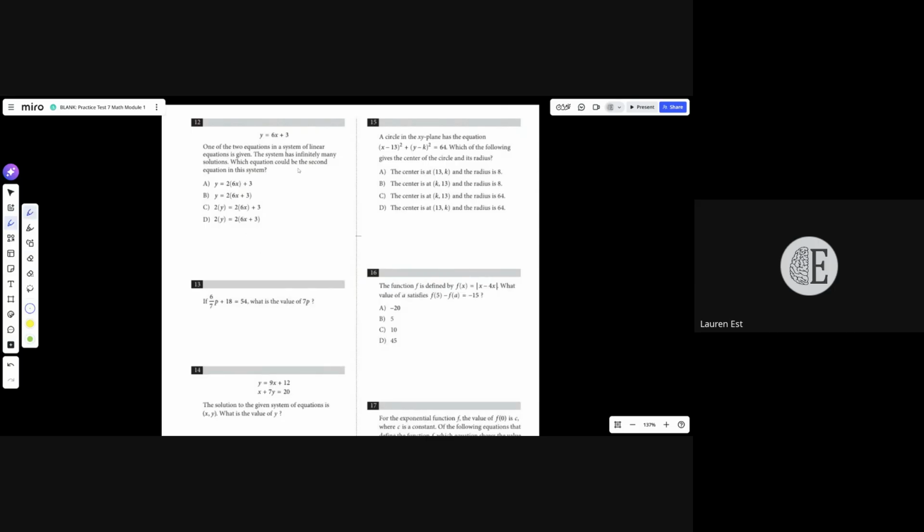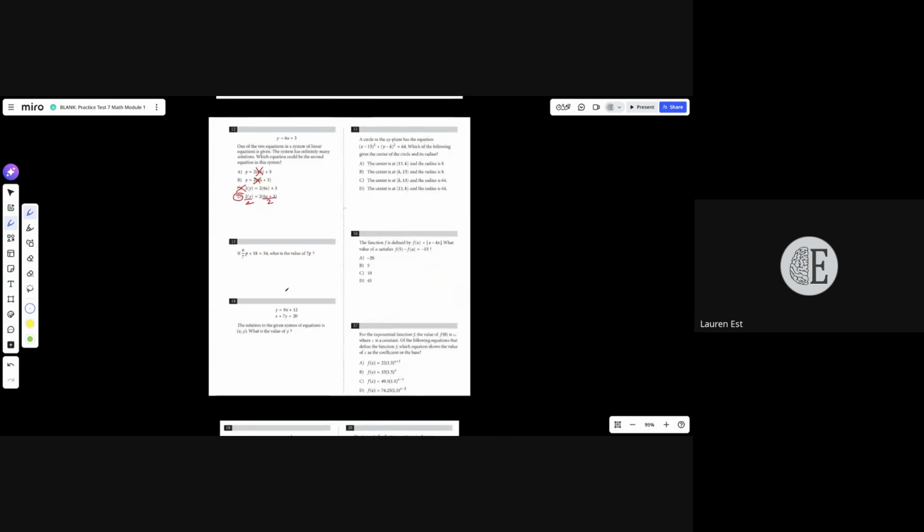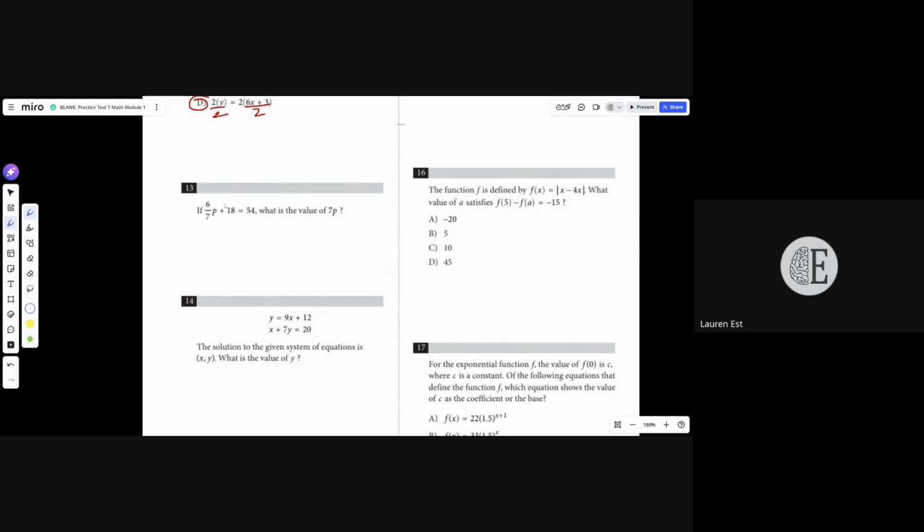One of the two equations in a system of linear equations is given. The system has infinitely many solutions. What could be the second? It's anything that's rewritten. They're two lines exactly on top of each other. This is not right. They need to have the same slope and y-intercept. That's not right either. Oh wait, it's 2y. So it's the whole thing. Yeah, that's not right either. So if we divide by 2 and divide by 2, it's just y equals 6x plus 3 again. Good. I'm telling myself I did a good job.